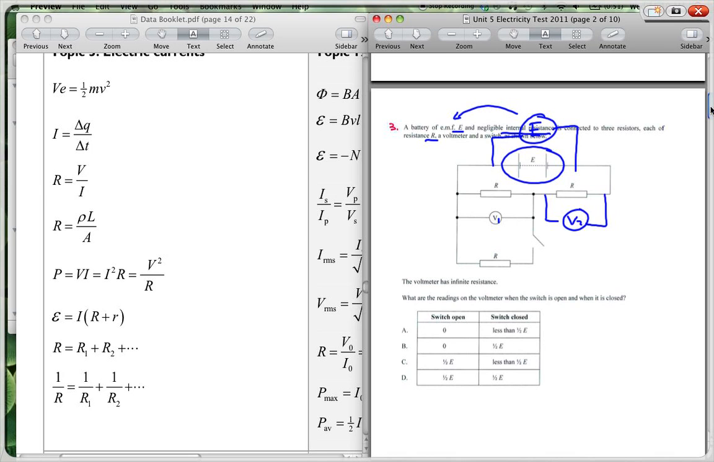So V1 plus V2 is going to be E. So let's have a look at this. What are the readings on the voltmeter when the switch is open and when it is closed? Alright, so let's have a look at when it's open firstly.